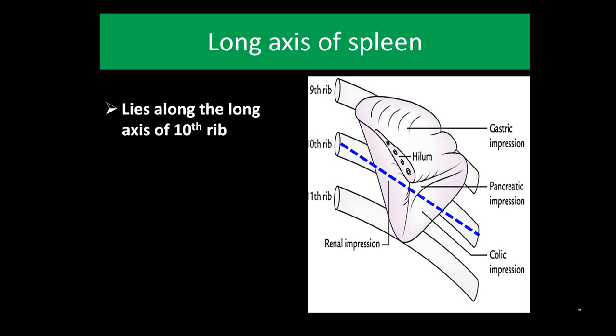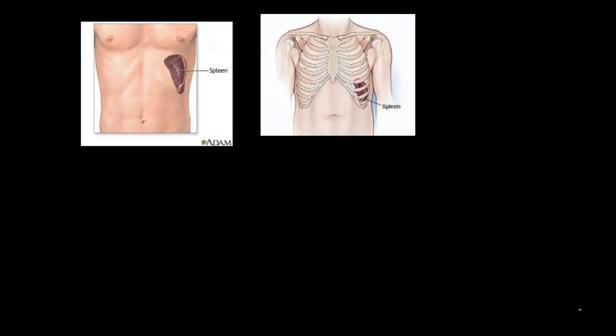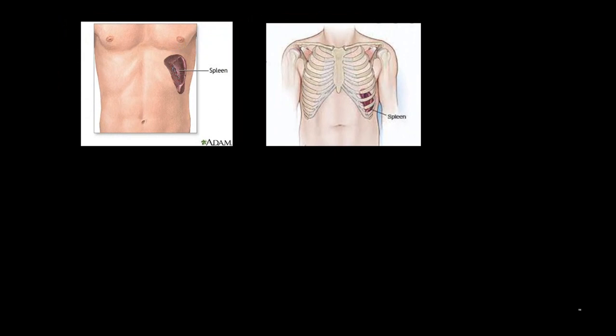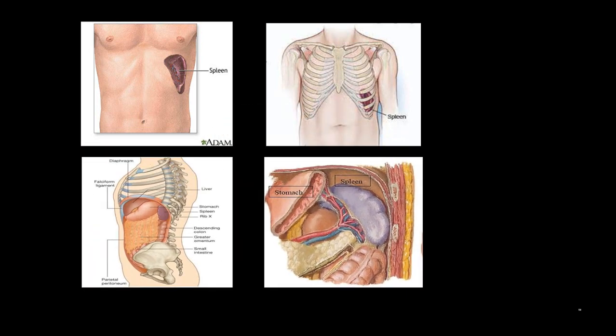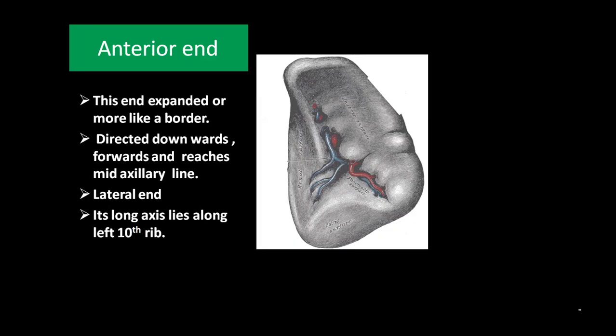Its long axis is related to long axis of left 10th rib. So on surface it lies in the left hypochondrium. On opening the abdomen, it lies between fundus of stomach and left dome of diaphragm. Anterior end of the spleen is expanded or more like a border. It is directed downwards, forwards and reaches mid-axillary line.